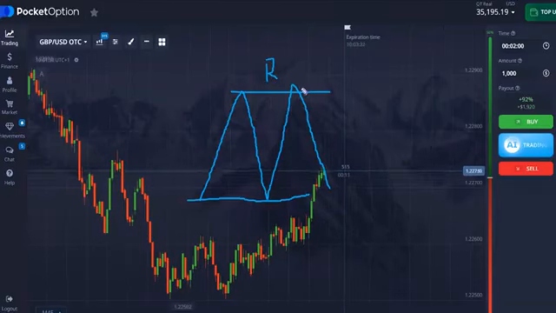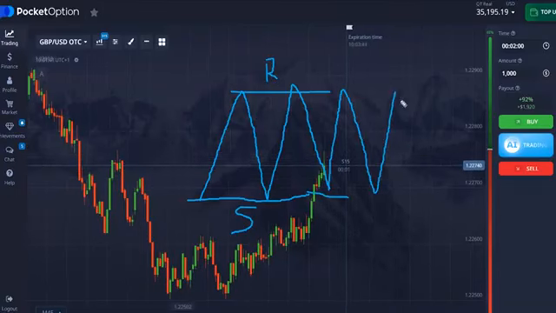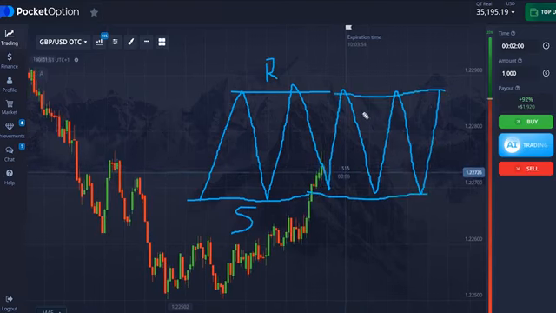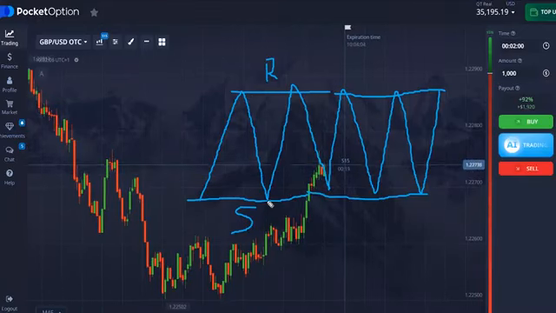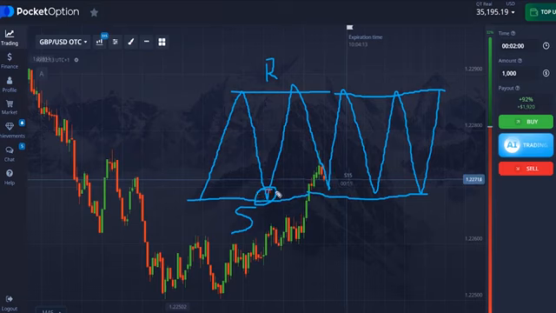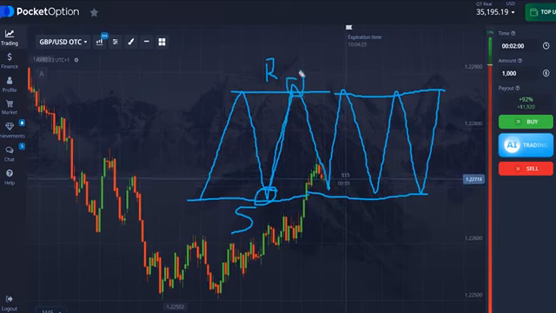In this particular video I'm going to be teaching you how to identify and trade support and resistance in the market. Not only that, we're going to be identifying areas of liquidity in the market, a double top and also a double bottom in the market.